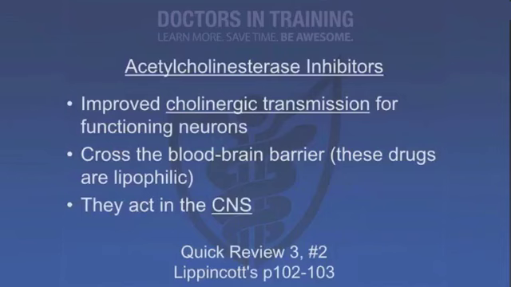Next, what are some characteristics of acetylcholinesterase inhibitors? These things are inhibiting the inhibitors, so they're stopping the breakdown of acetylcholine in the synaptic cleft. So you're going to get improved cholinergic transmission for functioning neurons. If the acetylcholinesterases can't slice up your acetylcholine, then you're going to have more acetylcholine available. Now, they can cross the blood-brain barrier because they are lipophilic, and then they will act in the CNS.